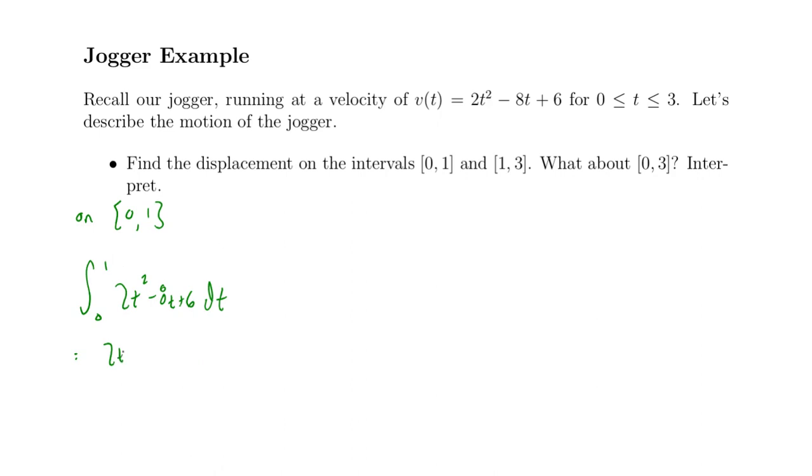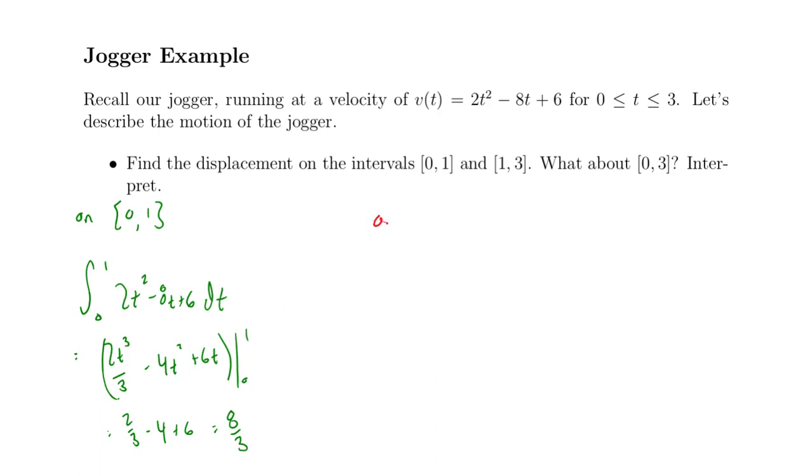Antiderivative. So this is 2t cubed over 3 minus 4t squared plus 6t. Evaluated from 0 to 1, I've got 2/3 minus 4 plus 6. What's that? 2 plus 2/3, so that's 6/3 plus 2/3. So are we looking at 8/3 here? Something like that.